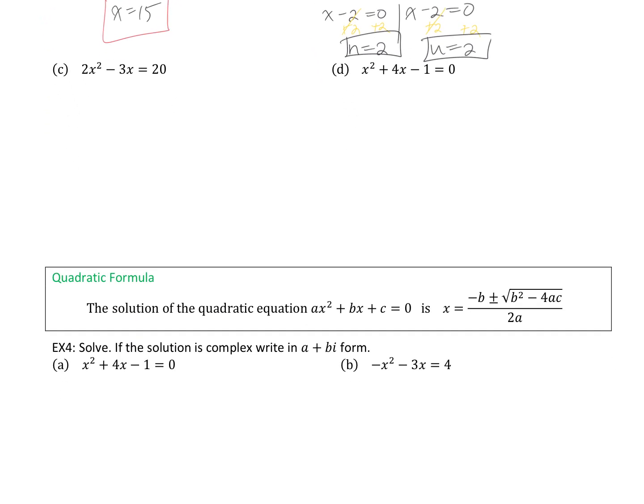Now let's take a look at C. Again, it's not set to 0 yet, so we have to do that first. We got to get that 20 to the other side to set it to 0. So I'll go ahead and subtract 20 from both sides.